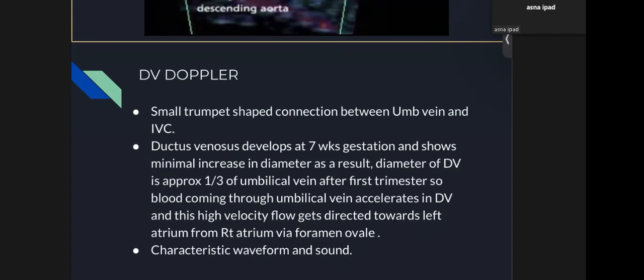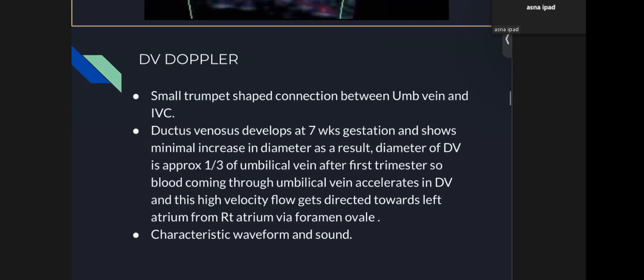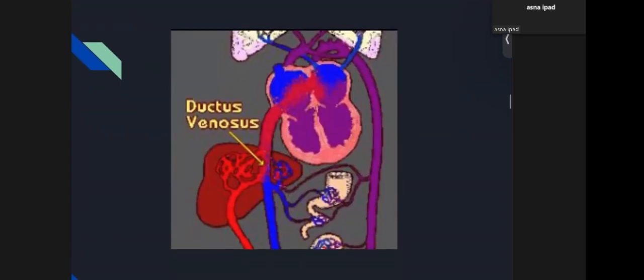After the first trimester, the blood coming through the umbilical vein accelerates in the DV, and this high velocity gets directed towards the left atrium via the foramen ovale. It has a very characteristic waveform and a very characteristic sound, like a washing machine, a whoosh sound. This image appropriately depicts how the flow is. The high pressure is being pumped into the left atrium via the foramen ovale.